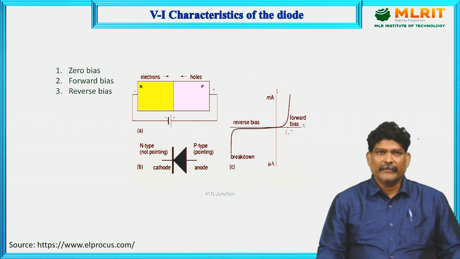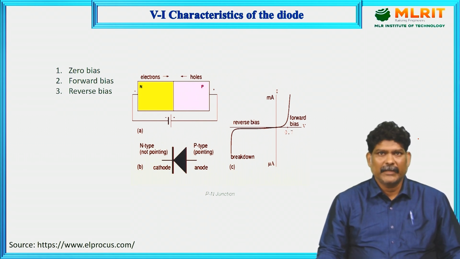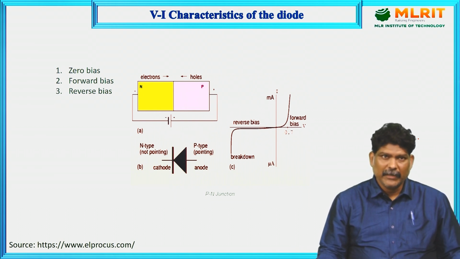We have studied in the previous session the VI characteristics of the diode, depending on the different biasing concepts. So what is zero bias? Zero bias means we are not applying any external voltage to the diode. In such a case, the depletion width will be increased. In forward bias, there is a current flow in the diode. If you further increase the forward bias voltage, then the current will be increased and also the depletion width will be reduced.